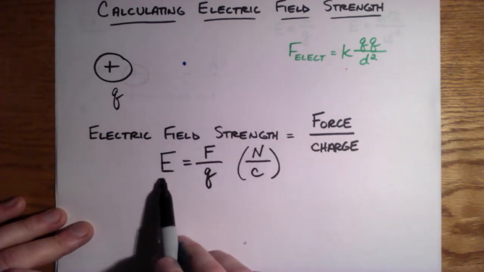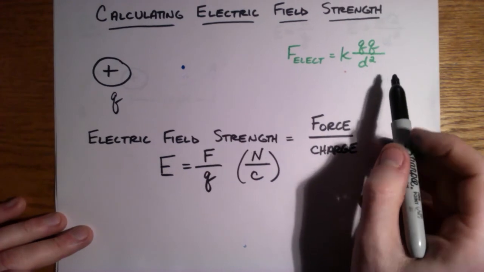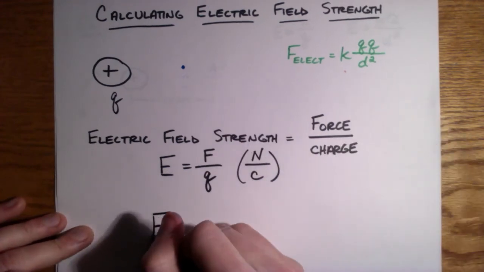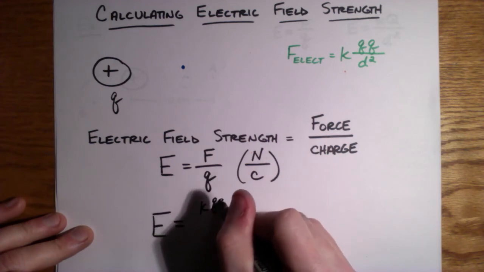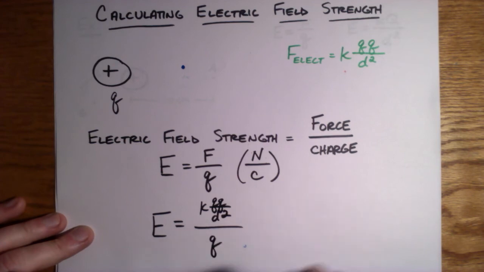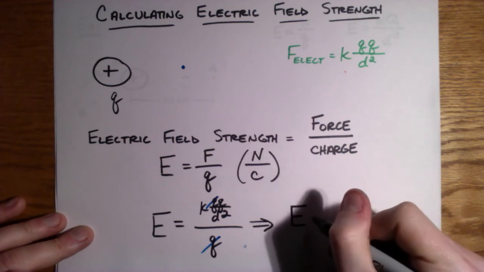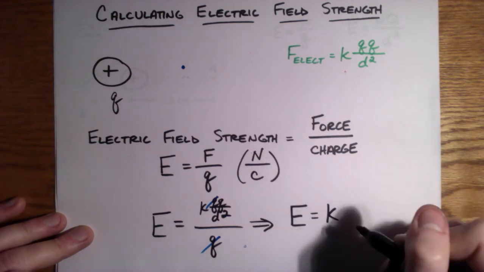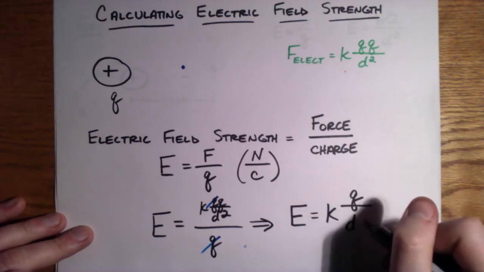Now, if I know that E equals F over Q, and I know that F equals kQq over d squared, I should also be able to say that E equals, I'll replace F with kQq over d squared, and if I'm dividing that whole thing by q, one of those Q's will cancel out. So a second way to rewrite this same equation would be your electric field strength is equal to Coulomb's constant times Q divided by distance squared.